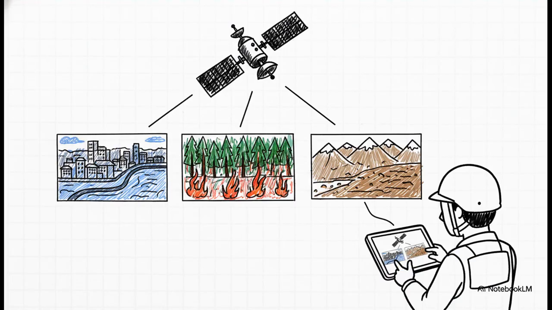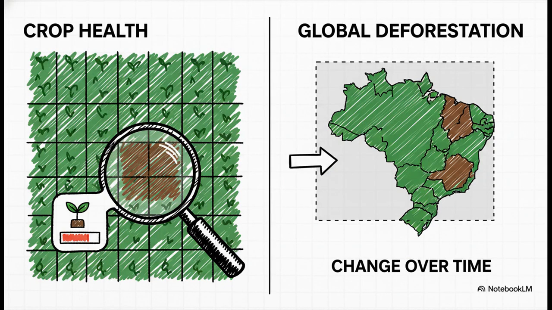Think about a natural disaster. In those situations, speed and safety are everything. This technology lets first responders get a bird's eye view of a massive flood or wildfire almost in real time. They can map the extent of the damage from a safe distance and direct help to where it's needed most, fast.